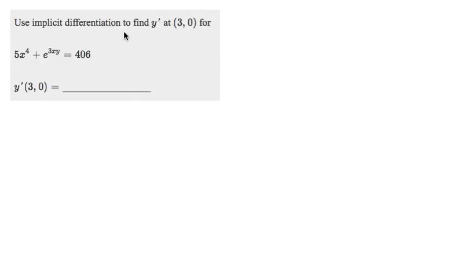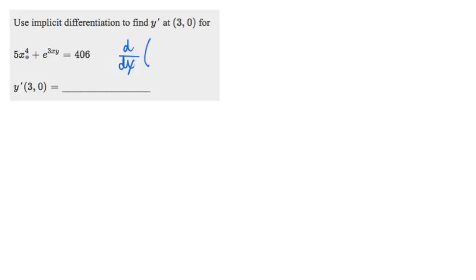In this problem, we want to use implicit differentiation to find the derivative of 5x to the fourth plus e to the power of 3xy equals 406 at the point (3, 0). Now y is not explicitly solved for here, it's up here in this exponent. So to differentiate this equation, we're going to take the derivative of both sides.